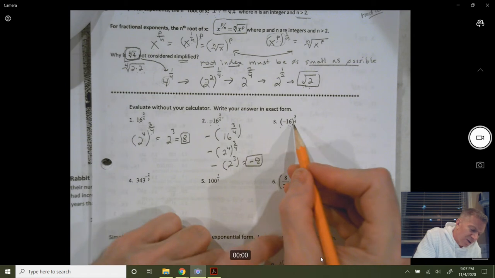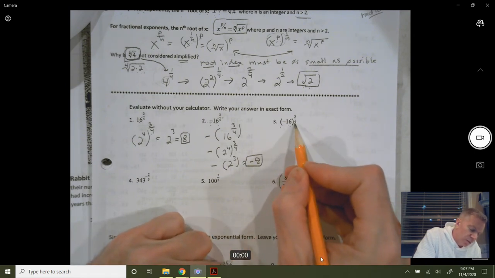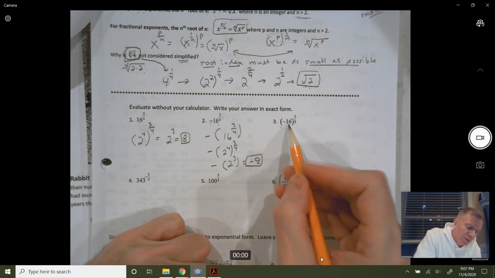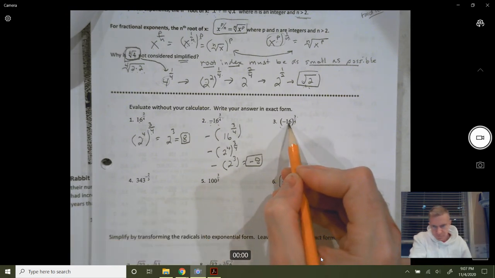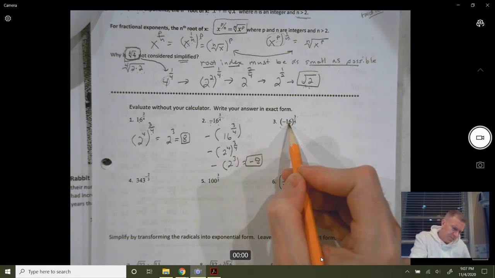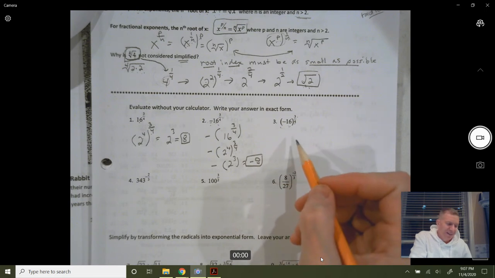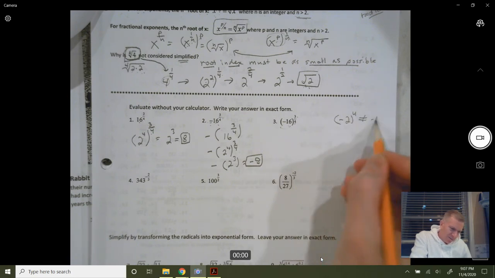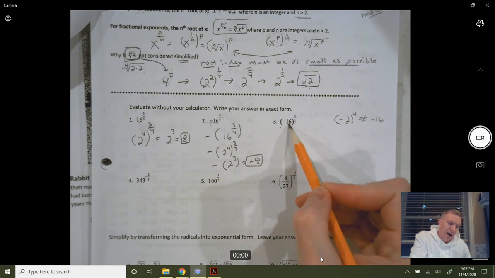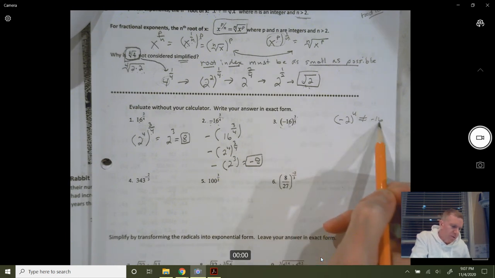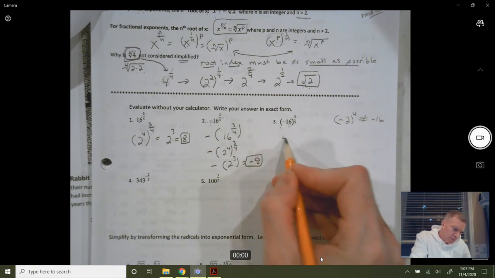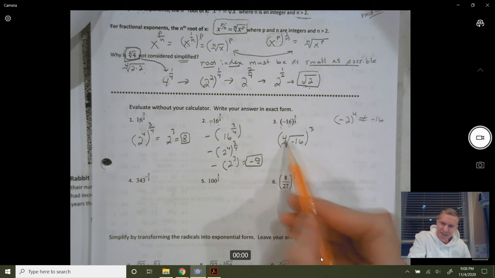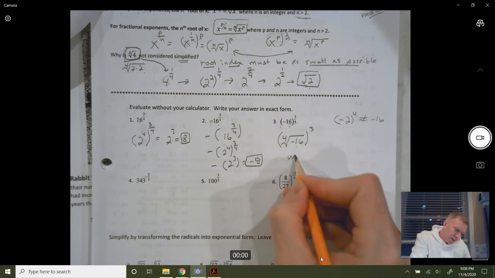Okay, this one, now think about what this means. It means the 4th root of negative 16 raised to the 3rd. Let me back up for a second. Can we rewrite negative 16 as a power of 2? Well, we can't, because 2 to the 4th is 16. 2 to the 4th is not negative 16. And negative 2 to the 4th is not negative 16. There's no number you can raise to the 4th and get a negative number. Okay, not in the world of real numbers. So this would mean the 4th root of negative 16. Then after we applied that, we would cube it. But the 4th root of negative 16 is undefined, so this would have to be undefined.